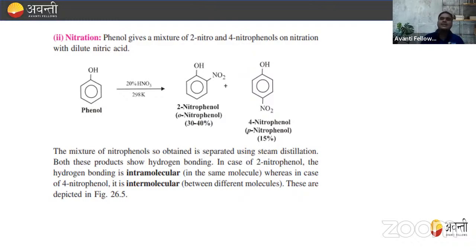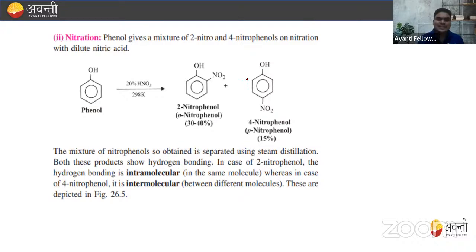So whenever phenol reacts with dilute HNO3 at 298 Kelvin, what will form? Ortho-nitrophenol and para-nitrophenol, because we know that electron density is more only at ortho and para positions, right? Now, one important factor here is which one is major and which one is minor. While in CS2, tri-substitution doesn't take place.